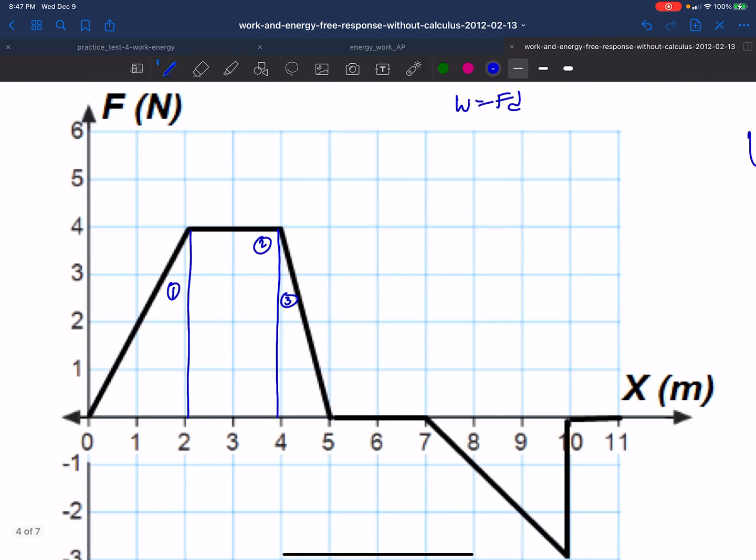Okay, so let's just figure it out real easy. For part 1, it's a triangle, so 1/2 base times height. So it's going to be 1/2 times 2 times 4, and that just looks like it's going to be 4 joules, right?